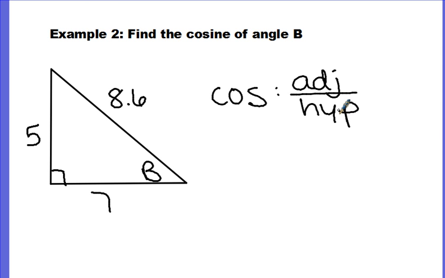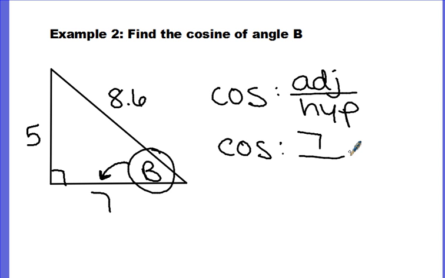Now, we're dealing with angle B. So we want to look and see what side is adjacent to angle B. The adjacent side is the side down here, 7. So adjacent is 7 over the hypotenuse. And remember, the hypotenuse is always opposite the right angle, so the hypotenuse is 8.6. So the cosine is 7 divided by 8.6.